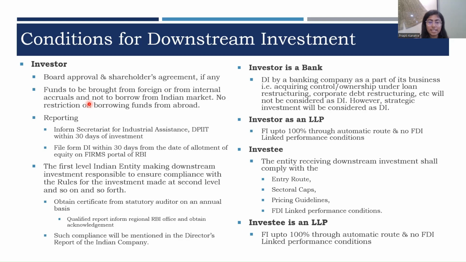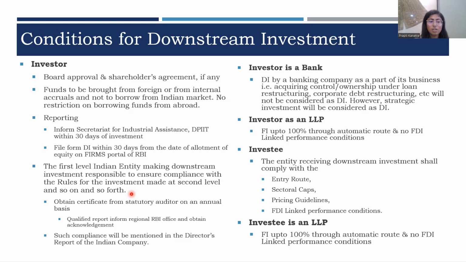Whenever the investor has made any investment, it will report the same to the RBI by filing Form DI within 30 days of allotment of equity shares and inform the Secretariat for Industrial Assistance, DPIIT, within 30 days of making such investment. The first level Indian entity which is making downstream investment will be responsible to ensure the compliances that it makes. And therefore, if the second level entity is making further downstream investment in a third level company, the second level Indian entity will be responsible to ensure the compliances for the downstream investment that it makes.